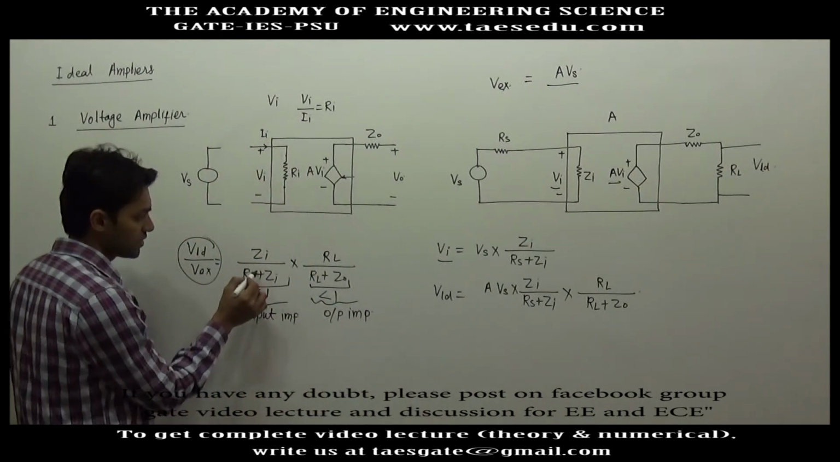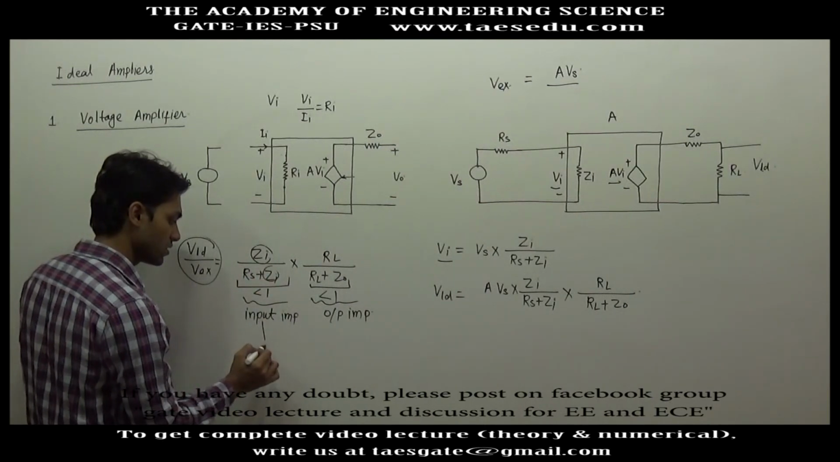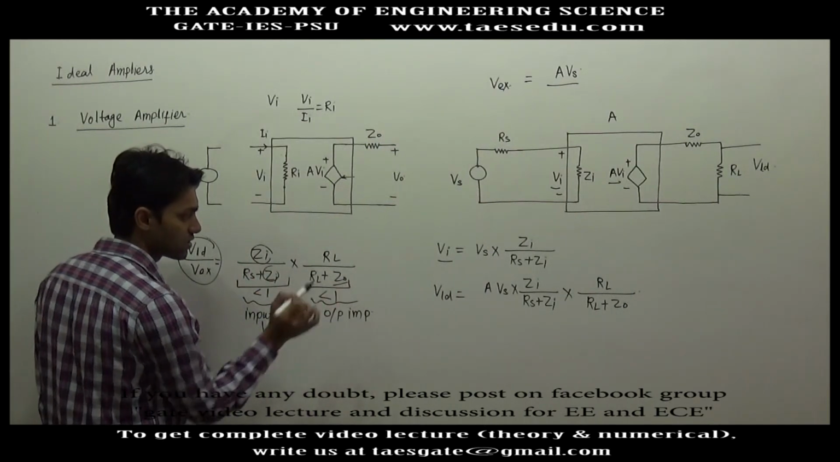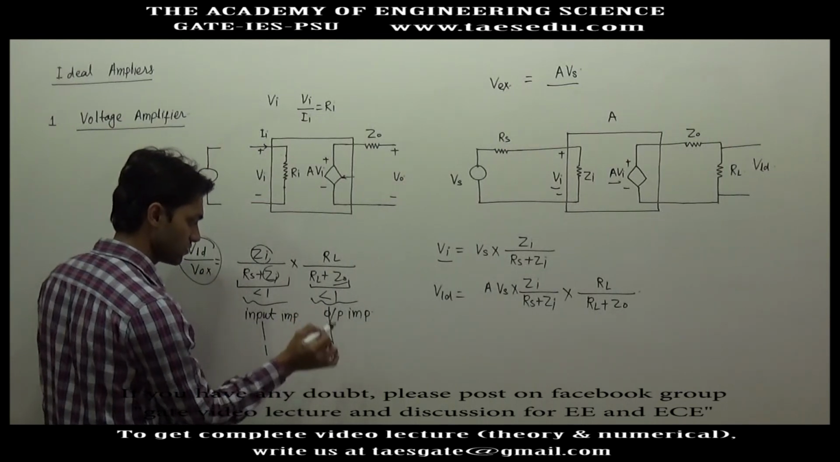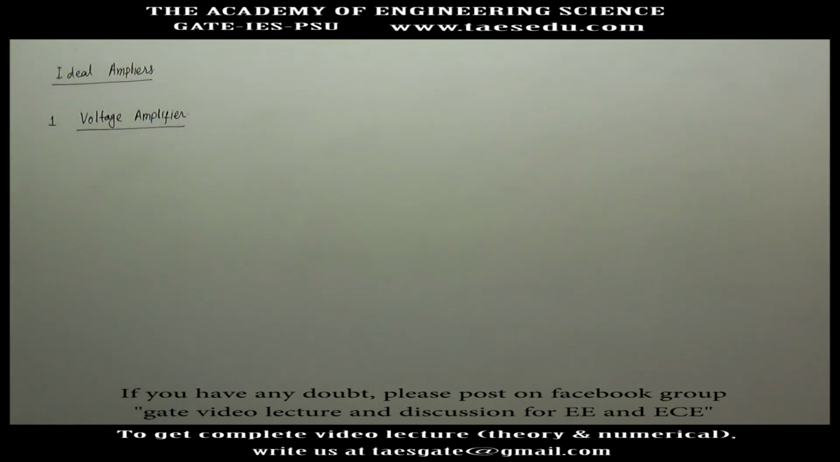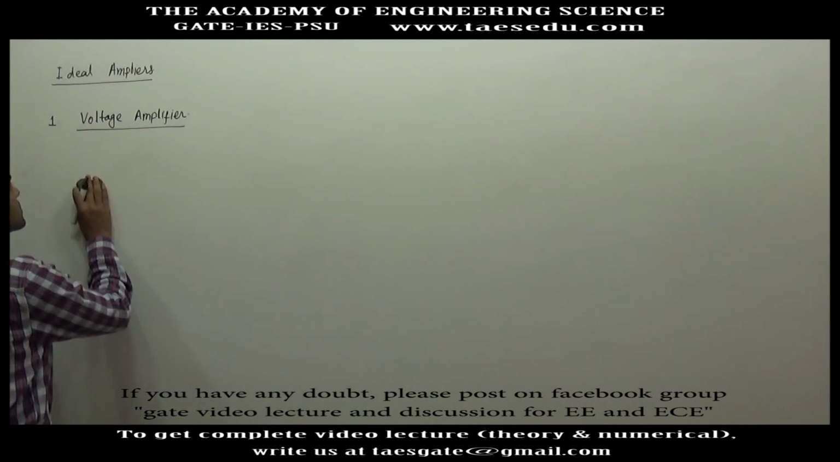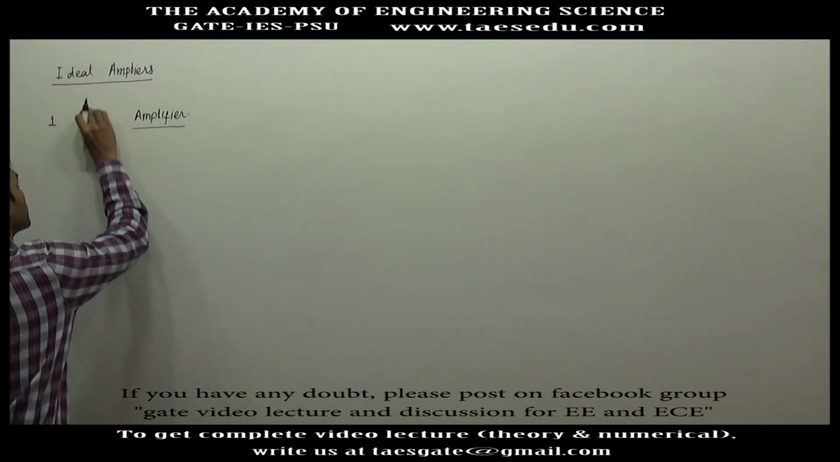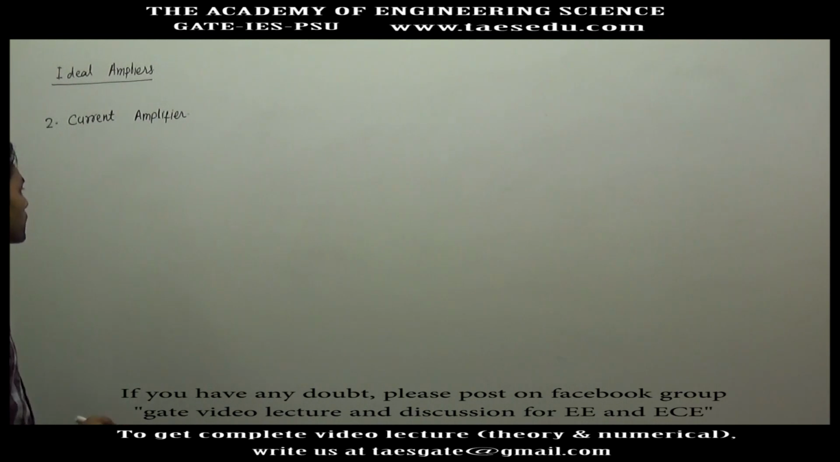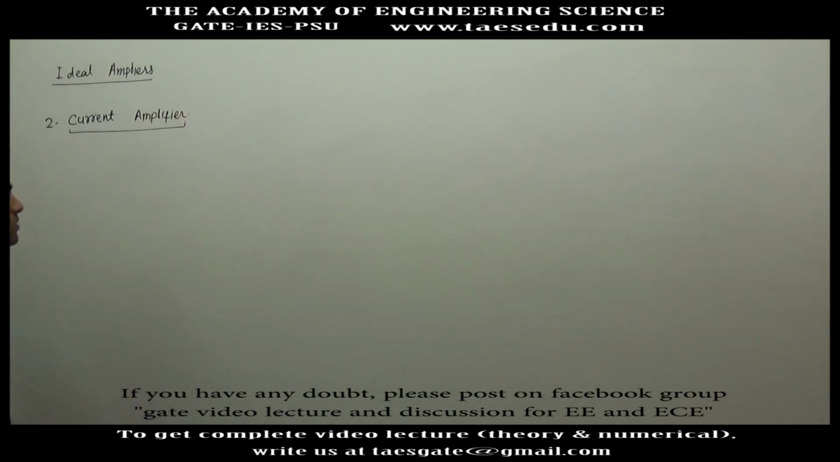If you put Z tends to infinity, this quantity will give you 1. If you put Z0 tends to 0, this will also give you 1. So in that case you will get no reduction. Okay, so this was about voltage amplifier. Next we will study current amplifier. In case of current amplifier, both input and output will be current.